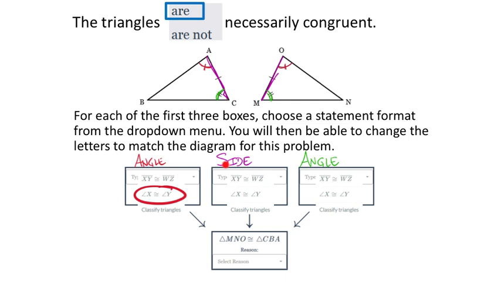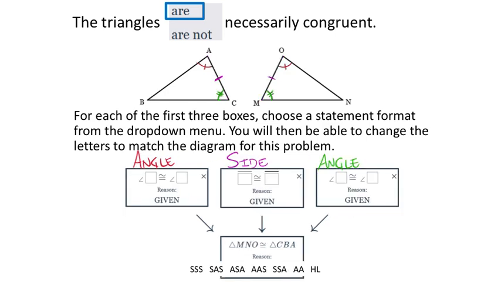For the next box, for the side, again, you need the lines above the letters to indicate that it is a side length. So I would have to choose this one. Just keep in mind, after we choose these, we're going to have to enter the actual letters in for them. And then the third box, again, it's an angle, so I would click on this one right here. I'm not going to worry about the reason, but the reason is just going to give us all of the congruent statements, and then we choose which one it is. I can see that it's going to be angle, side, angle.